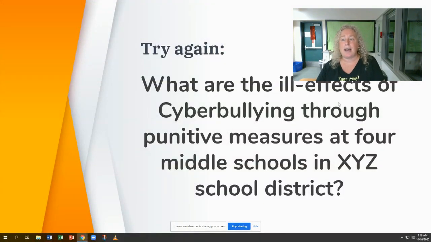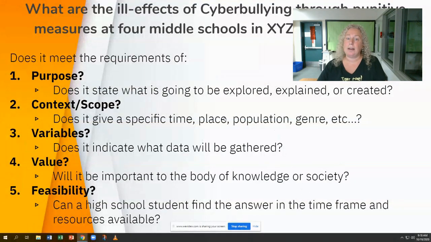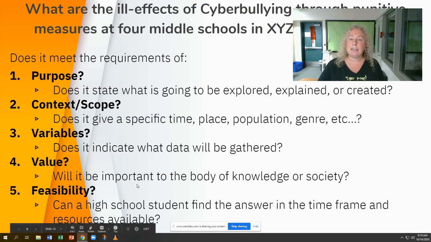What are the ill effects of cyberbullying through punitive measures at 4 middle schools in XYZ school district? Okay, so now we're really getting that place and population down, because now a high school student, this is getting more feasible too. A high school student could gather data on the ill effects of cyberbullying through punitive measures at specific middle schools in their school district, right?